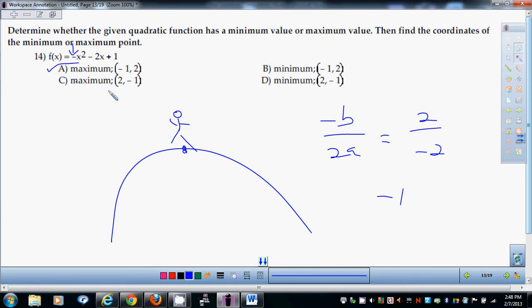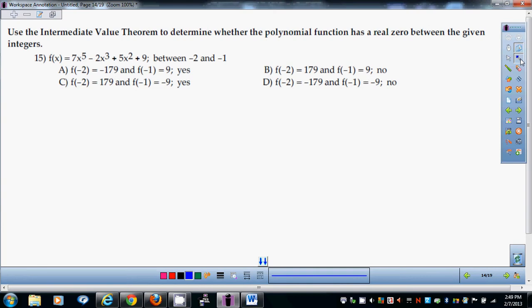Number 15. Intermediate value theorem, blah, blah, blah. Just plug in negative 2 and negative 1 into the function, and you should be looking for a sign change. And if there is a sign change, then that means you have a 0. And if there's not, then you don't. So plugging negative 2 into the function, negative 2 to the 5th is negative 32 times 7. That's, holy mackerel. Negative 32 times 7 is, I think, negative 224.